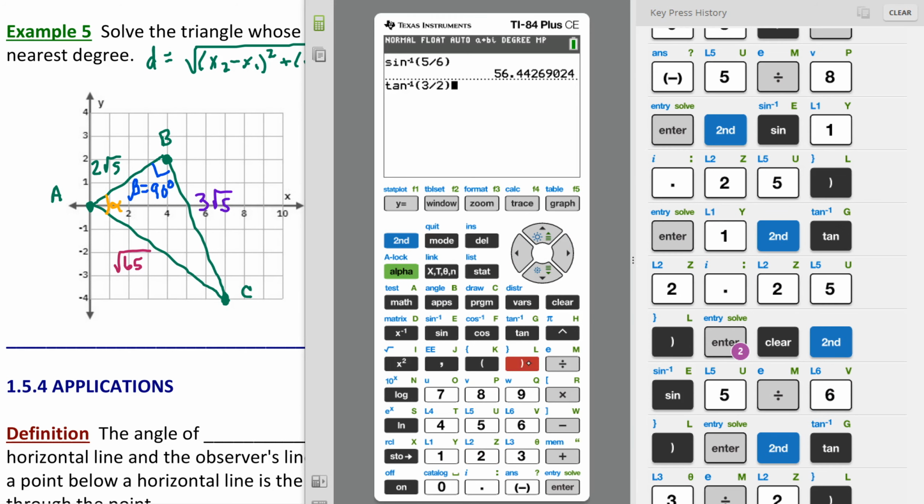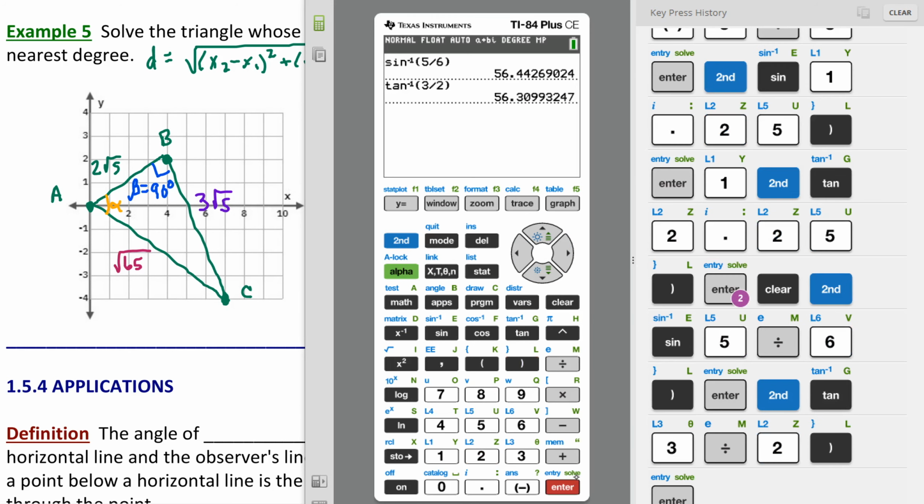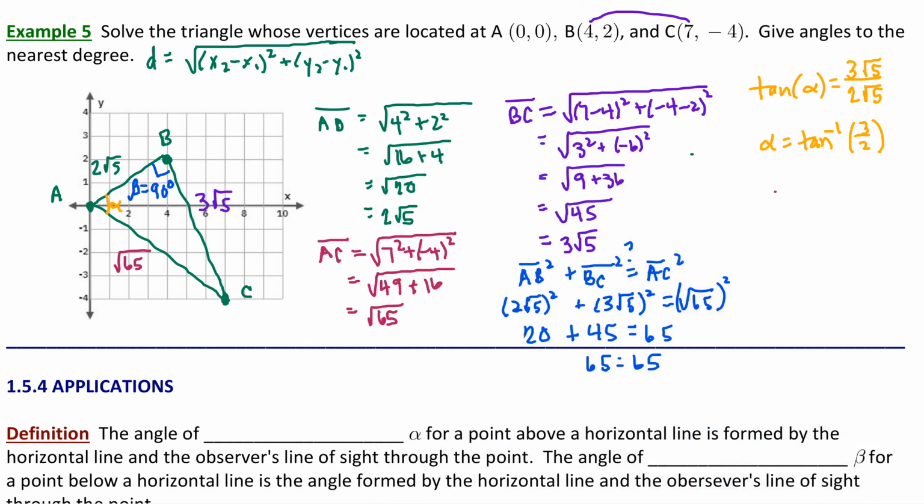I am in degree mode. Need to think about that every single time. And rounding to the nearest degree, as the problem indicated, we get 56 degrees. So alpha has a measure of 56 degrees. So I'm going to go ahead and label that on my diagram.